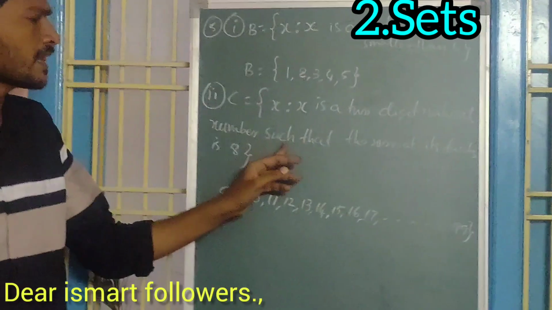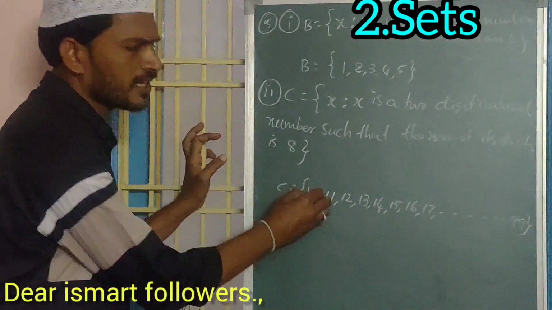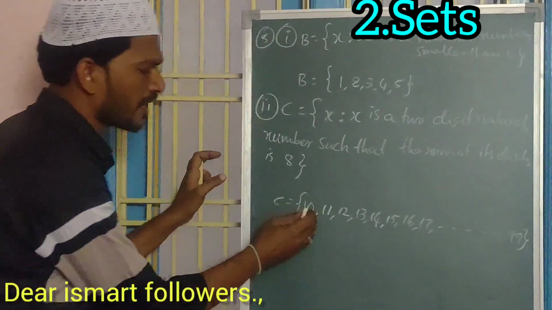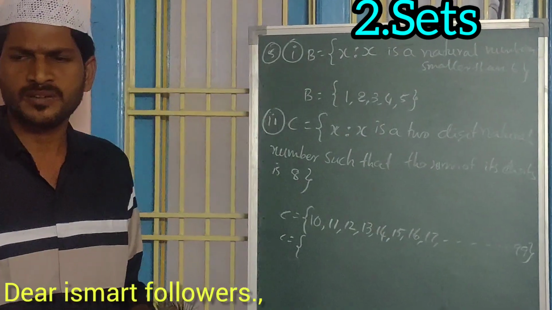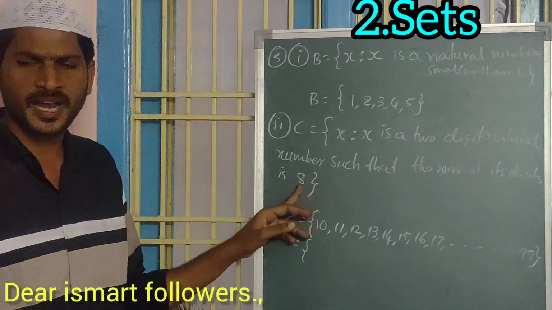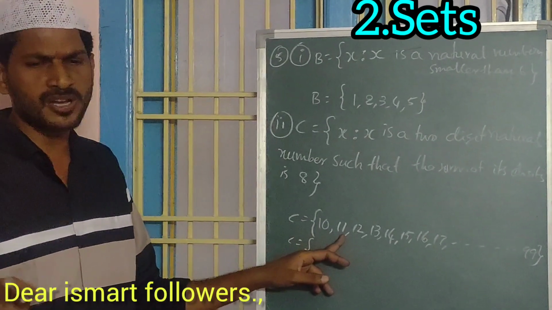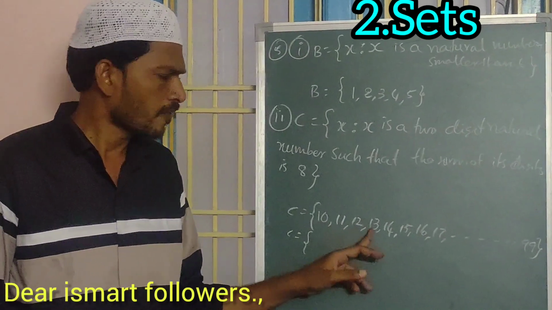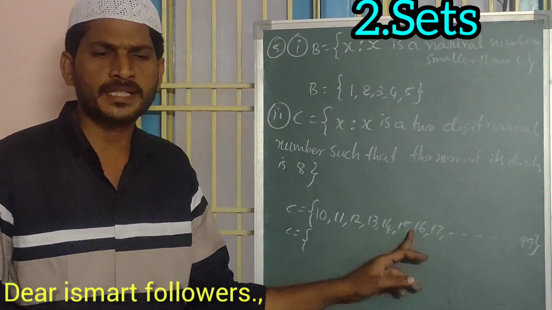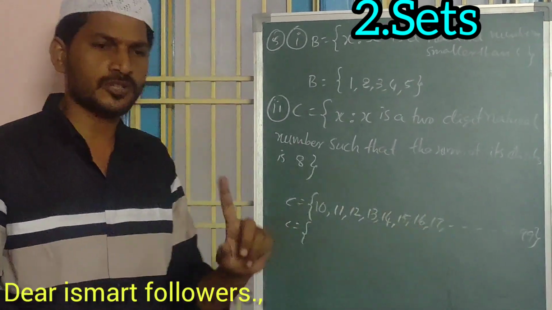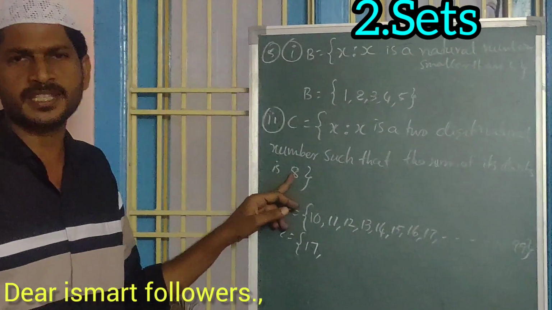What he is asking? The sum of its digits is 8. That means 2 digits means 2 numbers will be in every number. So what are the 2 numbers here? 1 and 0. Add the 2 numbers. 1 plus 0 is 1. But we need 8. So this is not the answer. 1 plus 1 is 2, also not the answer. 1 plus 2 is 3. 1 plus 3 is 4. 1 plus 4 is 5. 1 plus 5 is 6. 1 plus 6 is 7. 1 plus 7 is 8. So here we got the answer 17. He is asking the sum of its digits is 8.